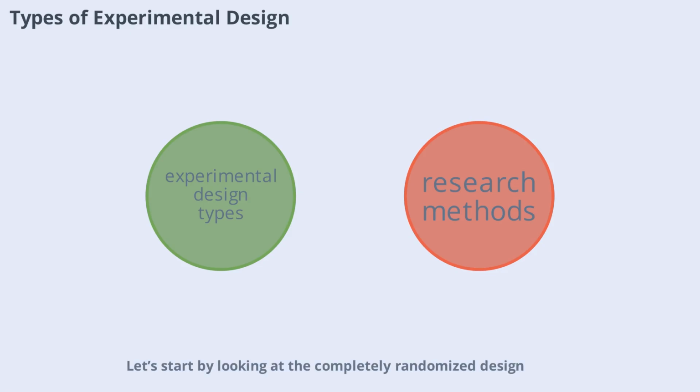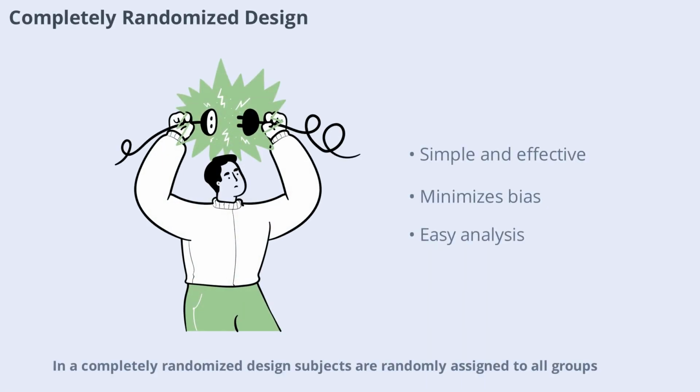Let's start by looking at the completely randomized design. In a completely randomized design, subjects are randomly assigned to all groups, and each group receives a different treatment. This design is simple and effective when subjects are similar and there are few variables. It's widely used in laboratory experiments where conditions can be tightly controlled. The main advantage is that it minimizes bias and makes statistical analysis straightforward.